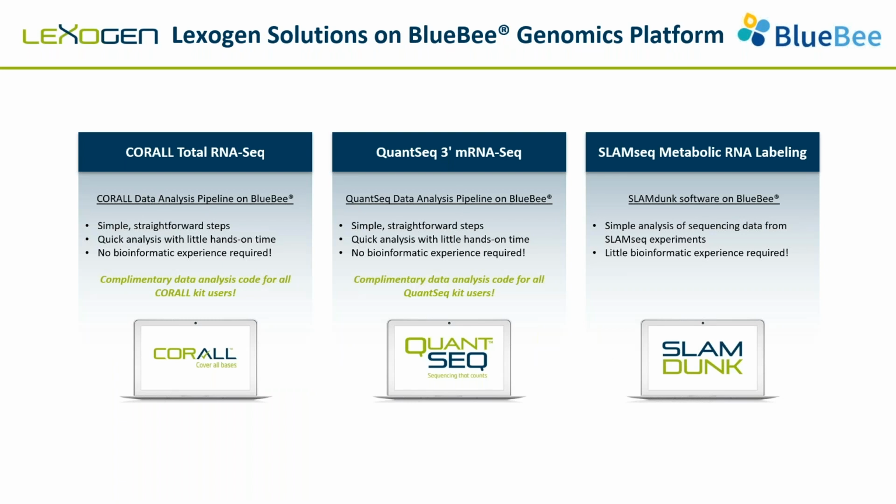So to summarize what Lexogen and BlueBee have available, we currently have three environments available for the following kits. Coral, our whole transcriptome analysis library preparation kit. We have Quantic, our gene expression analysis library preparation kit, and SlamSeq for metabolic labeling of RNA. Again, SlamSeq experiments can be analyzed using the SlamDunk pipeline on BlueBee.